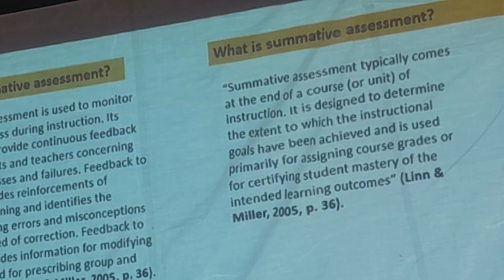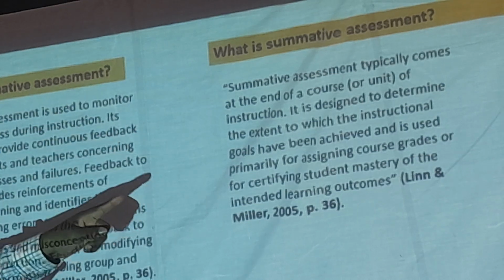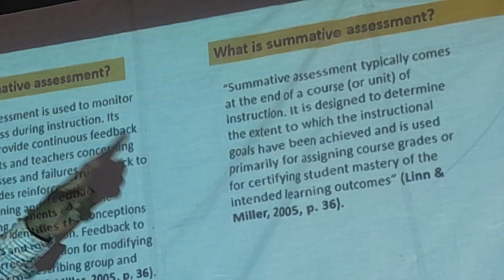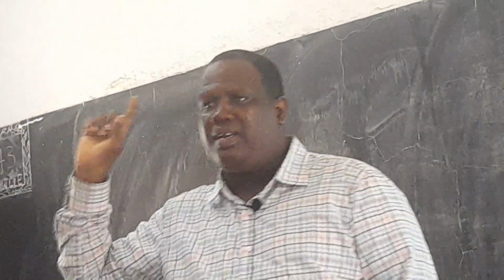Okay? So maybe the specialist says this. Summative assessment typically comes at the end of a course or a unit, where you give the test to grade and give grades. That's where you are assessing summatively. At the end of the unit, of instruction, it's designed to determine the extent to which the instructional goals have been achieved. When I start that unit, I say by the end of the unit, students should be able to. Now, when I test mastery, I should test it against those outcomes I defined at the beginning.